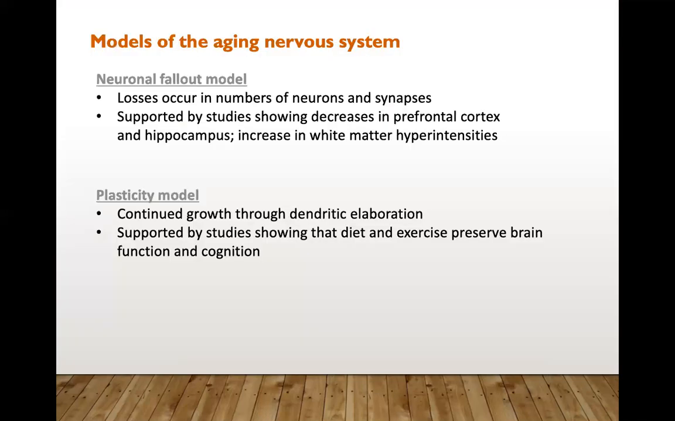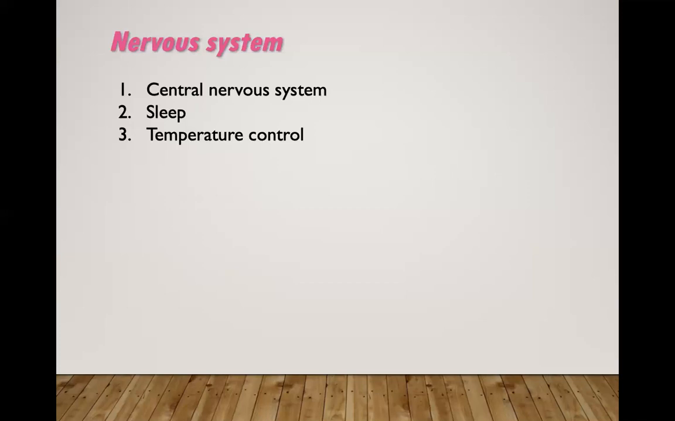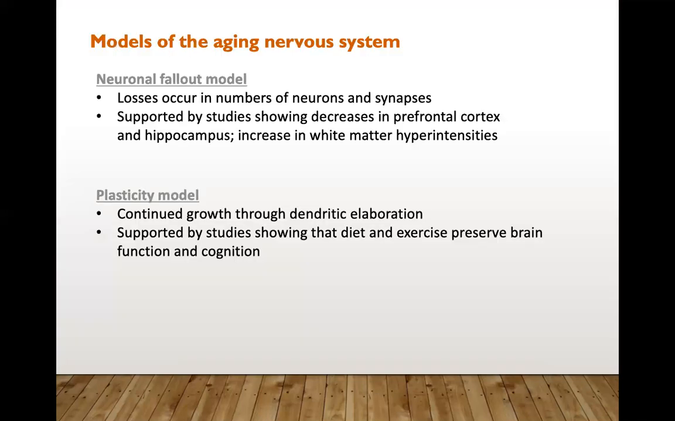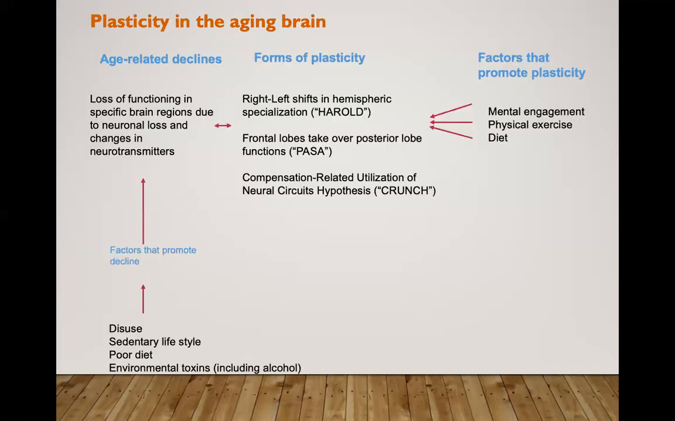Nervous system, the central nervous system. And I want to talk mostly about sleep and temperature control. Okay. So you can just read through this. This is just some information talking about plasticity of the aging brain.